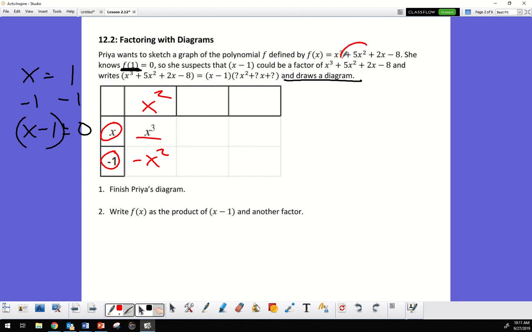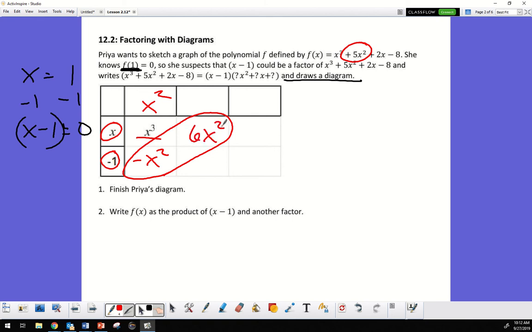Positive 5x squared, right? So I know I have to have 5x squared. So right here, I have -x squared. But combining it together, I need to have 5x. So what am I going to have there? 6x squared. Very good.